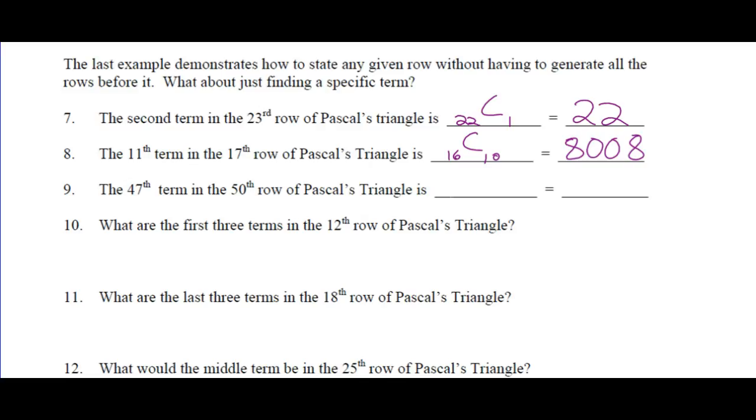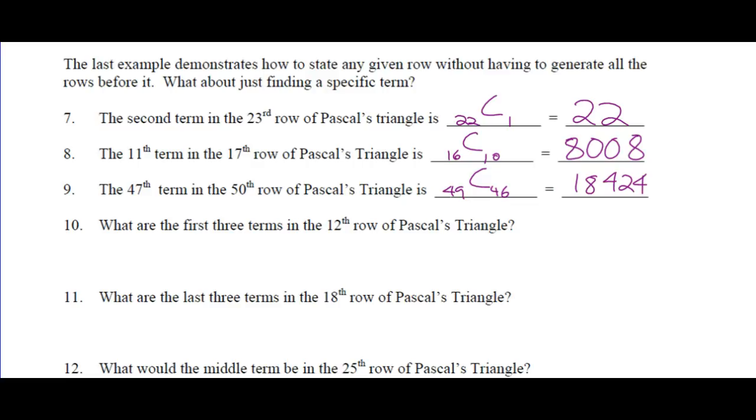The 47th term in the 50th row. So what does the 50th row start with? 49 choose... I want the 47th term. 46. Okay. 18,424. Save you having to reach for your calculator.